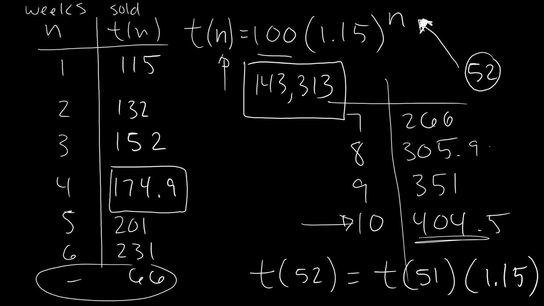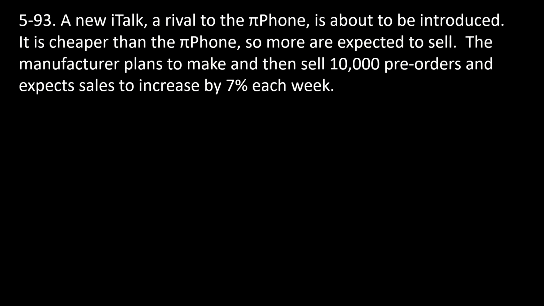Okay, let's jump on to question number 93. And we are only going to do 93 and 94. So 93. A new iTalk, a rival to the PiPhone, is about to be introduced. It is cheaper than the PiPhone, so more models are expected to sell. The manufacturer plans to make and sell 10,000 pre-orders and expects sales to increase by 7% each week.